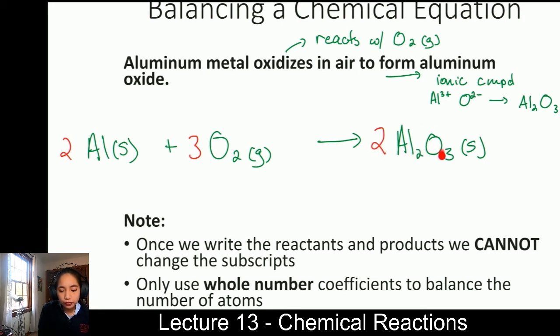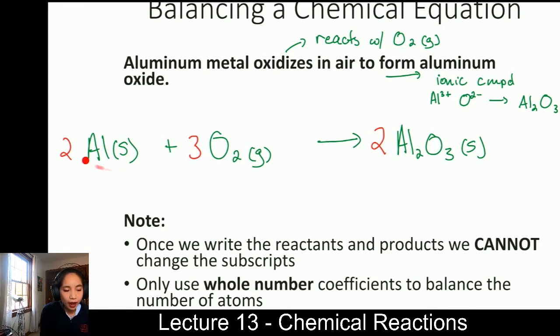So then there's a total of 6 oxygens on our product side, and there's 6 oxygens on our reactant side. So there's 6 oxygens on each side. All right, so now our oxygens are balanced. But see, I introduced a problem here. Now I changed the number of aluminums that I have. Now there's 4 aluminums here on the product side.